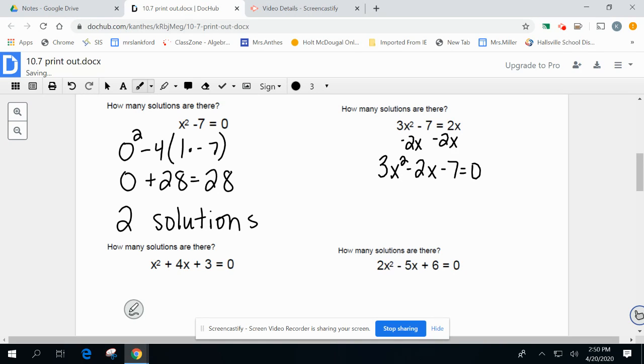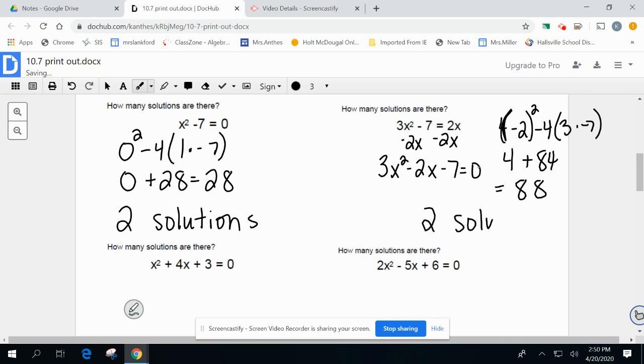So now I plug it into the discriminant formula. So I get negative 2 squared minus 4 times 3 times negative 7. So that would be a positive 4, and then negative 4 times 3 times negative 7 equals 84. So that's 88. So I'm going to get two solutions.